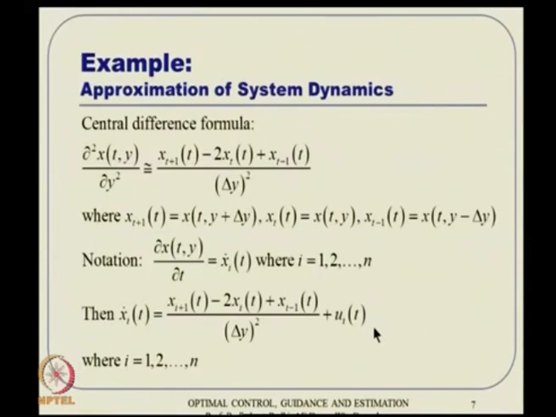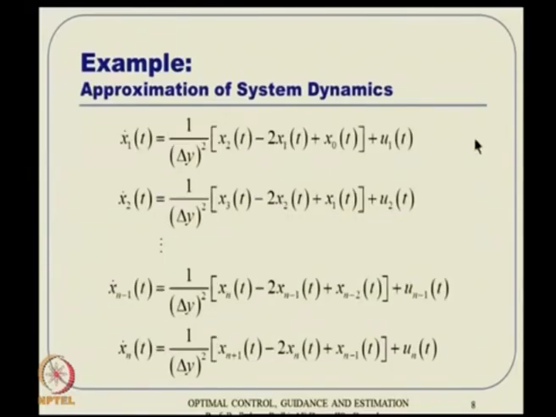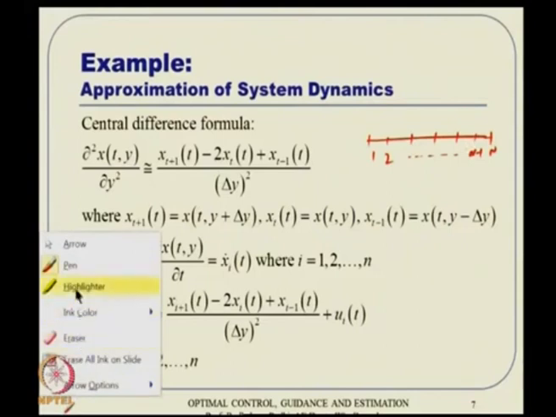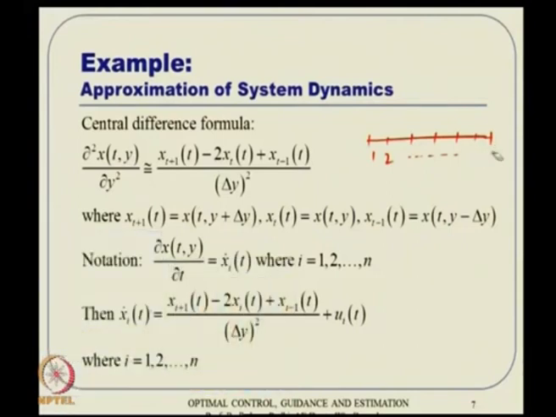Now, how do you go about it? The very simplistic idea is, I will do a spatial discretization. There are some grid points I will select, 1, 2, like that up to n minus 1 and n. Let us say I will select it that way, with n minus 1 here and n here.